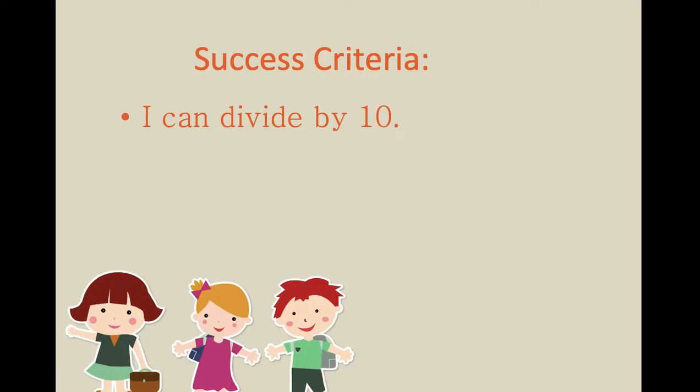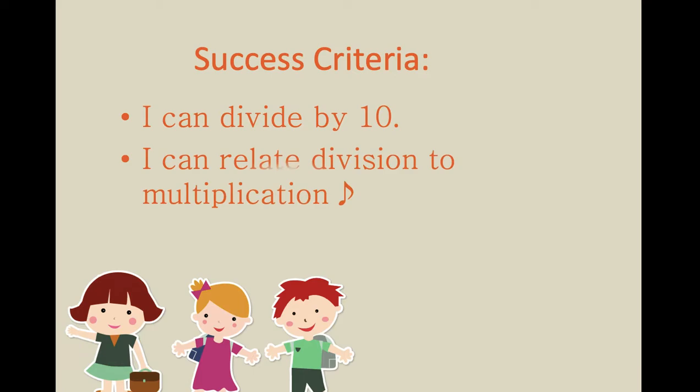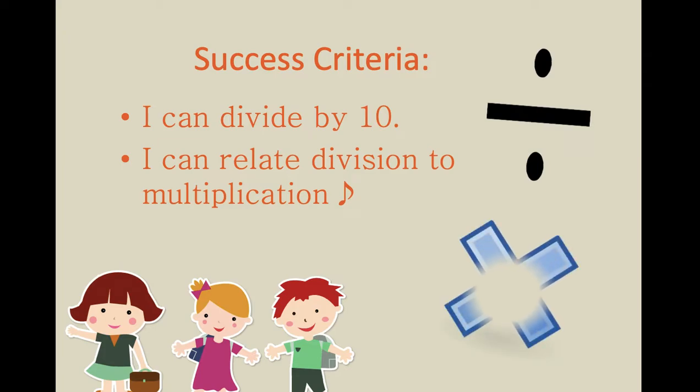This is going to be our success criteria. After this lesson, you will be able to divide numbers by 10 and you can relate division to multiplication. Okay? So, I want you to get familiarized again with this sign. By this time, you might be knowing what we use this symbol for. Excellent. We use this for division and this for multiplication.